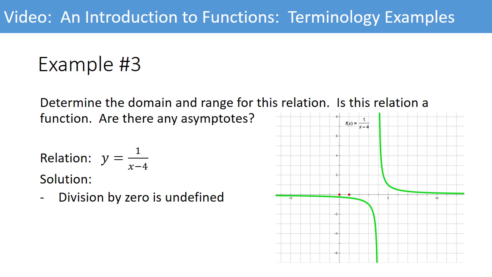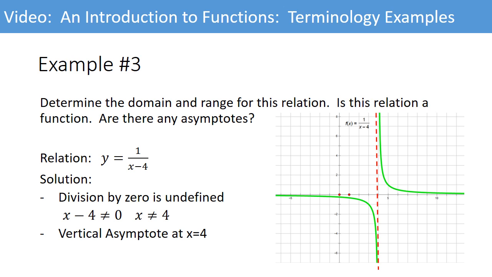The solution. You cannot divide by 0 as it is undefined. That means that x minus 4 cannot equal 0. That means x cannot equal 4, since 4 minus 4 is equal to 0. The vertical asymptote is at x equal to 4. That gives us a domain, the set of x, such that x is an element of R and x cannot equal 4.